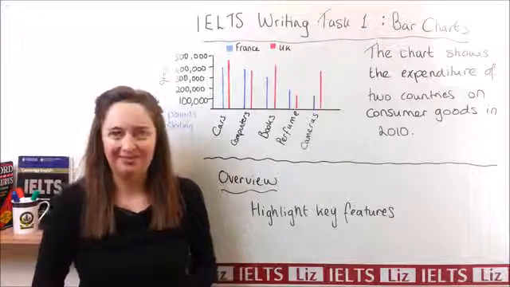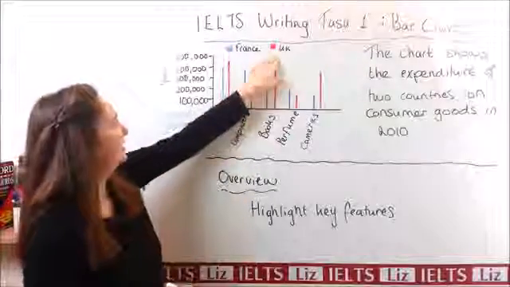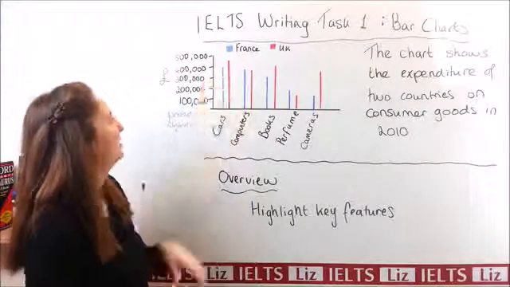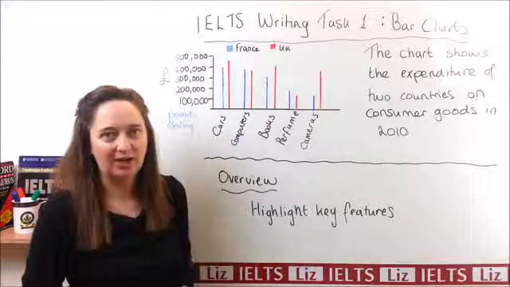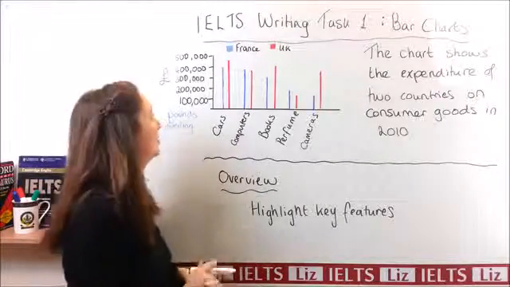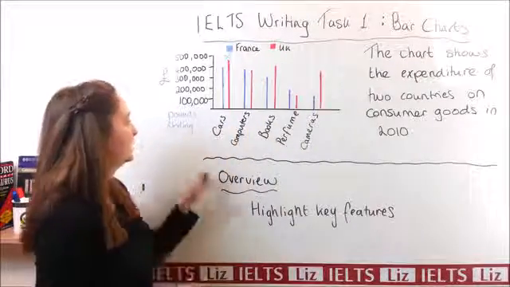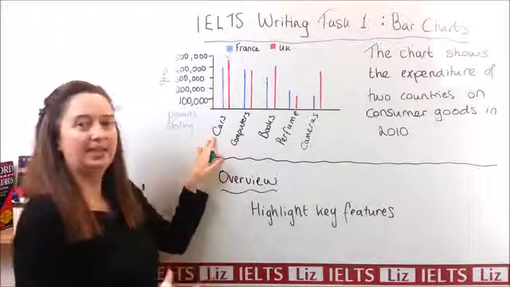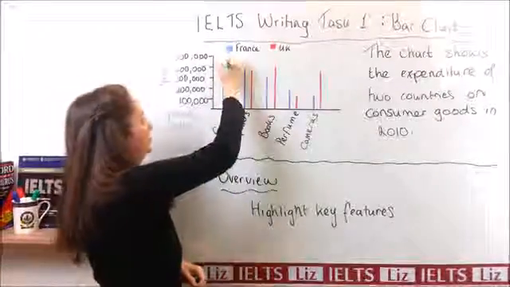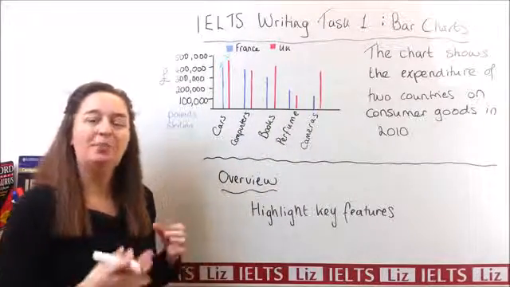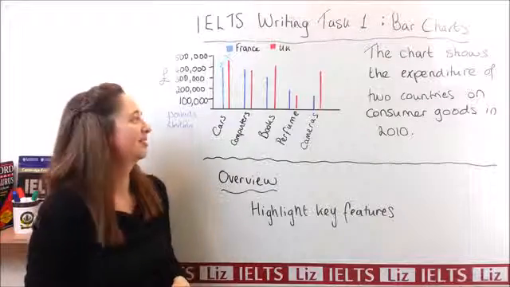If you look at the chart, you will see that in red is the UK and in blue is France. And of course, key features are all about the high points and the low points of your chart. So if we look here for the red one, that's UK, we can see that most of the spending was on cars. And also for France, the blue one, that's the same. So both France and the UK spent most of their money on cars.